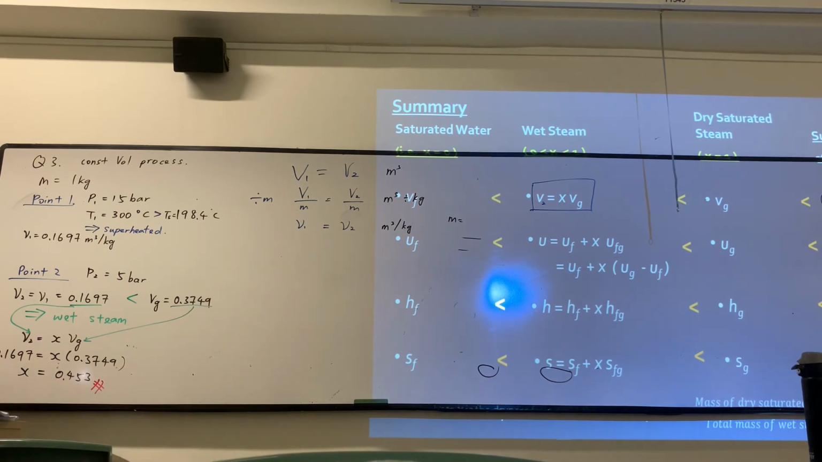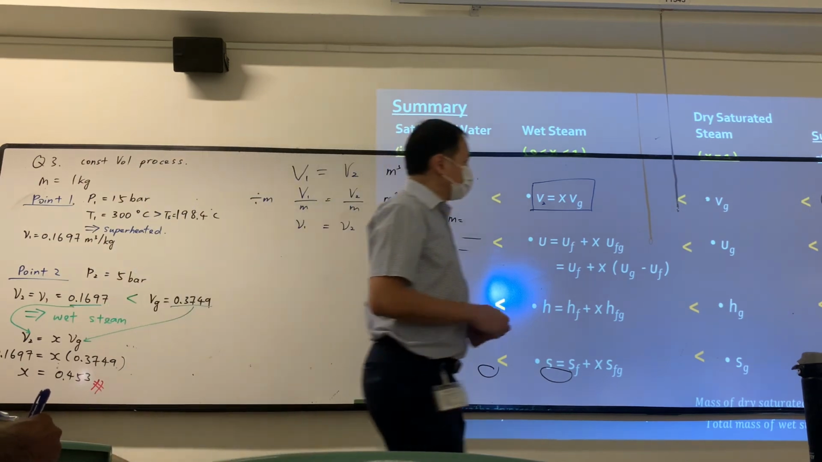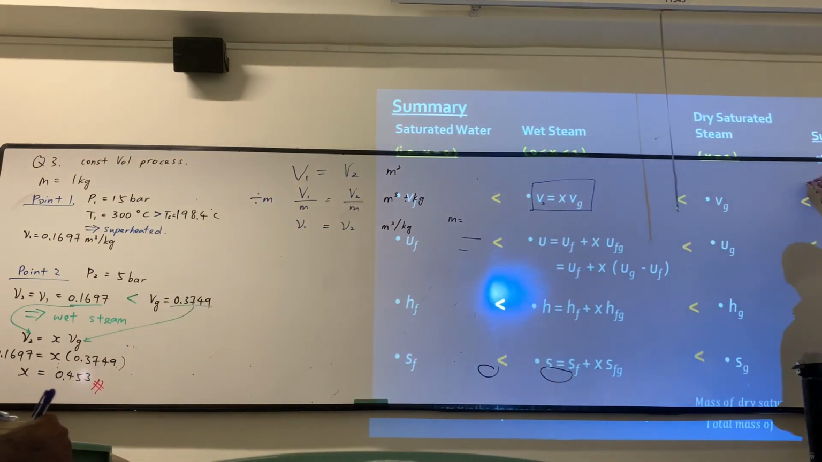So this is how we answer the question. Steam at point 2 is wet steam. If you stop there with a full stop, you are only half correct. To be completely correct, you also have to answer what the dryness fraction is. So the dryness fraction is 0.453. This is only the first part. For the second part, they say calculate the heat transfer.